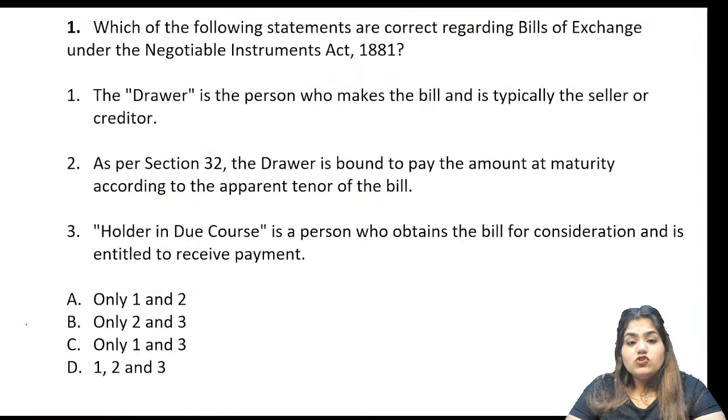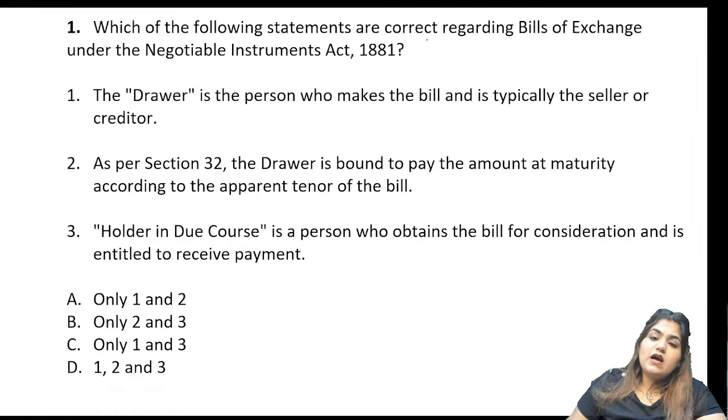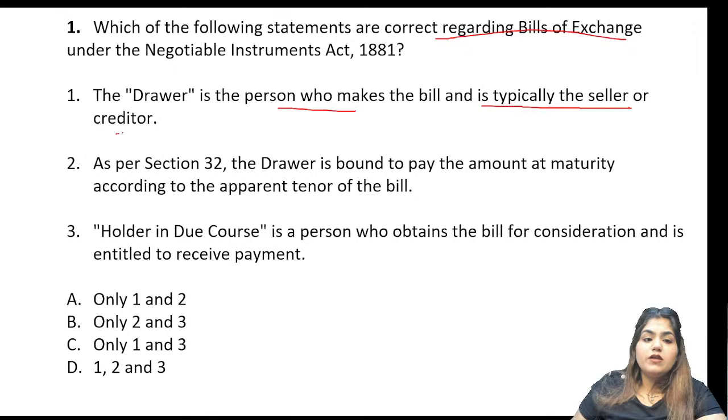Now, for question number one, what is a bill of exchange? When a person orders somebody else to make a payment to a third party, the payee. Question number one is on the screen. Which of the following statements are correct regarding bill of exchange under the NI Act? The drawer is the person who makes the bill and is typically the seller or the creditor.